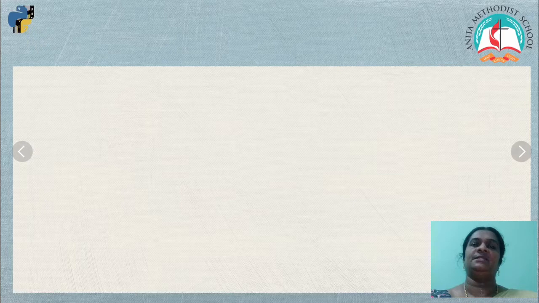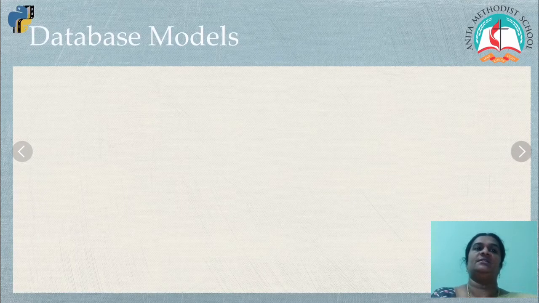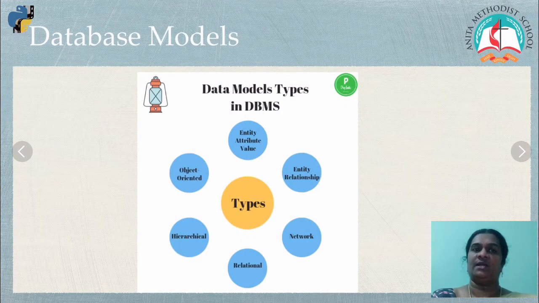Okay. Now what's the next topic we are going to see? This is a very interesting topic, children. This is database models. I think you already might have learned database models in your lower classes, I hope in 9th standard. So database models in DBMS. What are its types? Mainly we are going to see the 5 types that are given in our book.